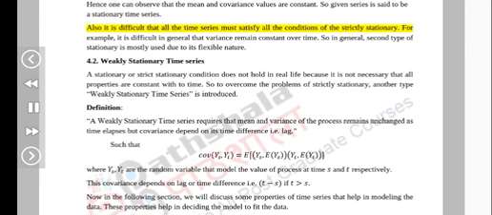Also, it is difficult for all time series to satisfy all the conditions of strict stationarity. For example, it is difficult in general that variance remains constant over time. So in general, the second type of stationarity is mostly used due to its flexible nature.